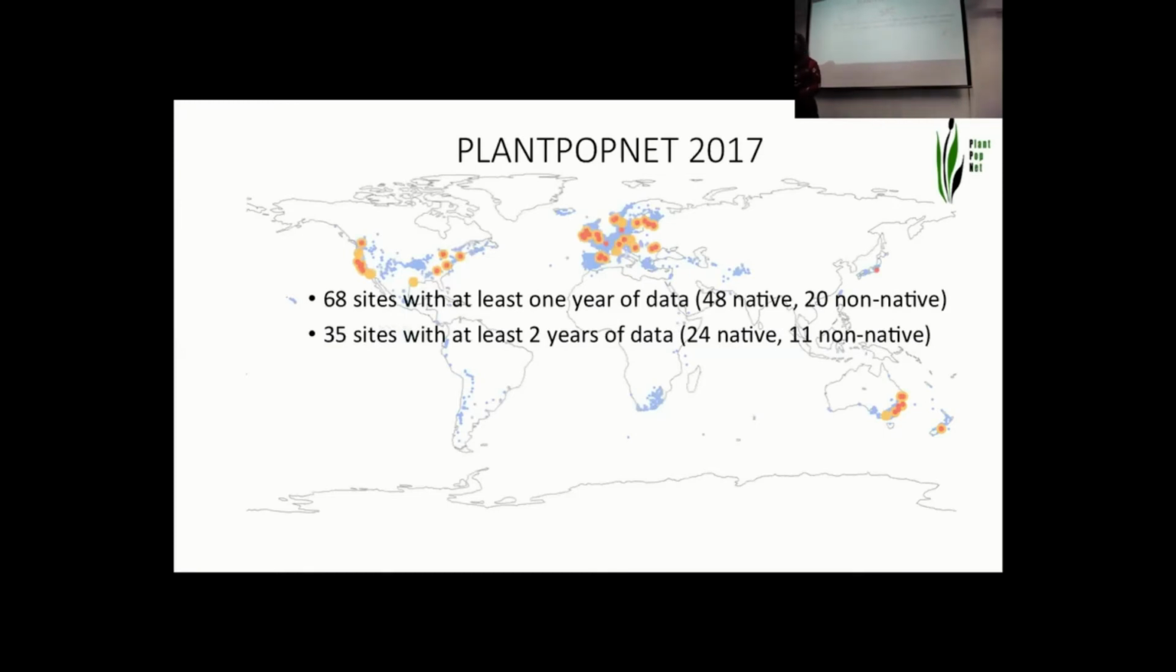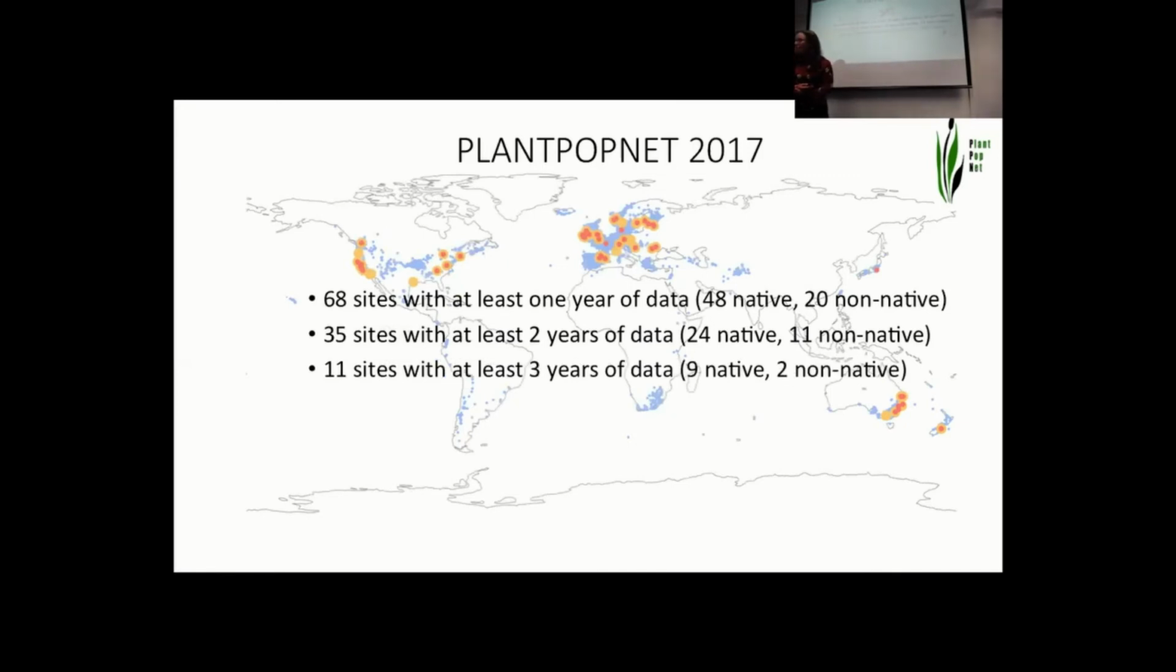We have 35 sites with at least 2 years of data. So these 35 sites are the ones you can play with now to build some models this week if you want. Again, 24 native, 11 non-native, so a really nice spread. Oh, sorry, that's not 35 now. What is it, Alan? That's 43 as of this morning. 43 as of this morning. We had some late data entry last night from some of our participants. So thanks to them for pulling out all the stops to get the extra data into it.